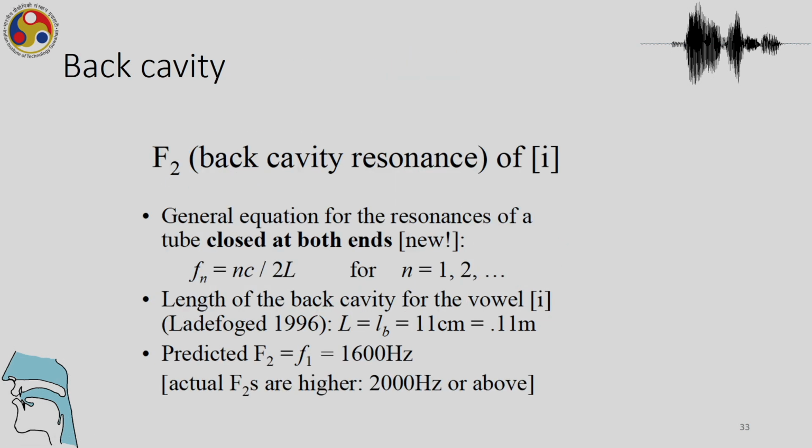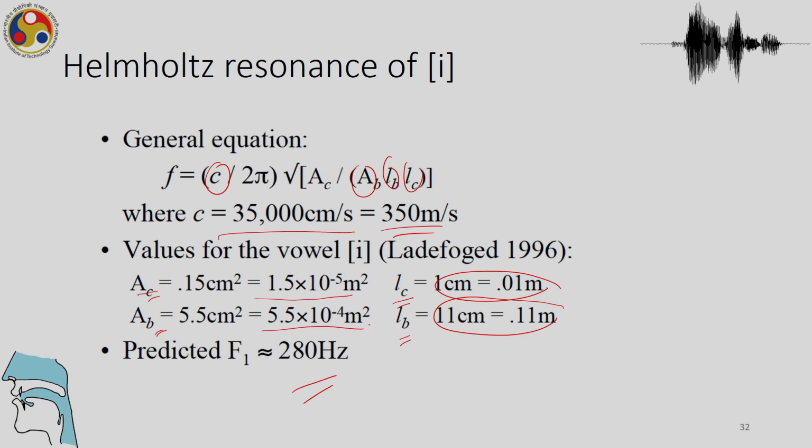And similarly for the F2 of the back resonance of E, the general equation for the resonance of a tube closed at both ends is this formula. And then the length of the back cavity for the vowel E, from Ladefoged, is 11 cm, which is 0.11 meters, and then the predicted F2 is 1600 Hertz using this formula. So that's how we get the different formants. With the formula for the Helmholtz resonator, we get 280 Hertz.